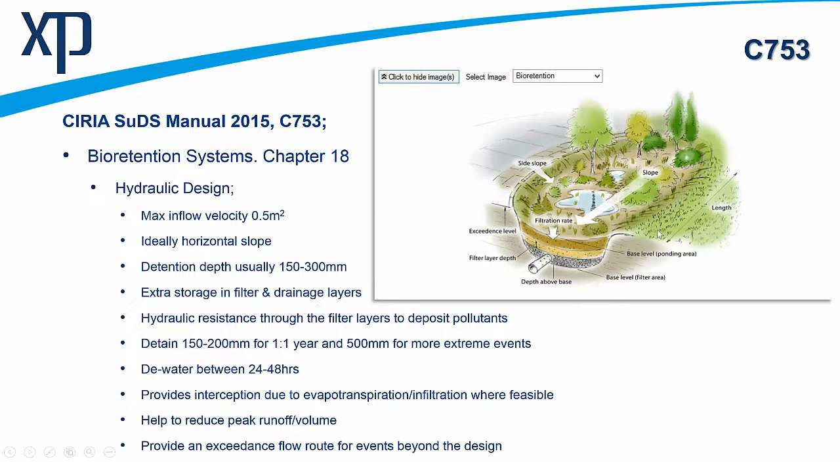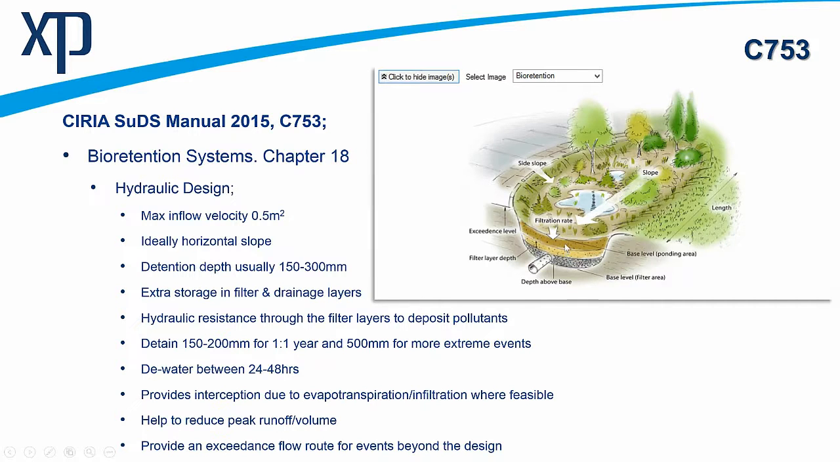The detention depth, that's usually between about 150 to 300. Could be deeper. Could put it in 500 millimeters, as I mentioned before. There is extra storage to be gained. So we have 100% void in the ponding area up to ground level here. But then we have additional storage within the filter medium down below.